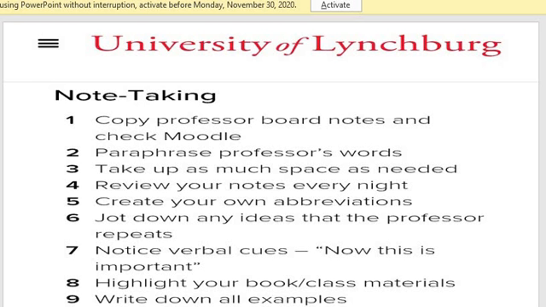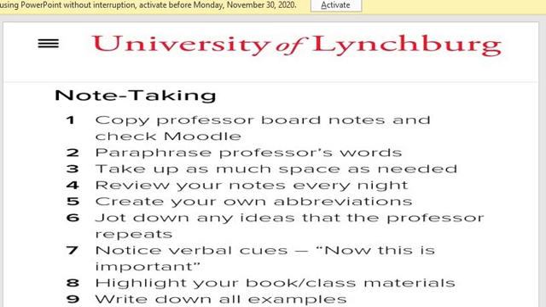This slide will show and teach you how to take notes while you are studying in class. The first point is: copy the professor's board notes and check Moodle. First of all, you note down every point that the teacher writes on the board. The next is: paraphrase the professor's words. So you have to paraphrase them in your own words. Do not copy as it is, or you may take help from that.